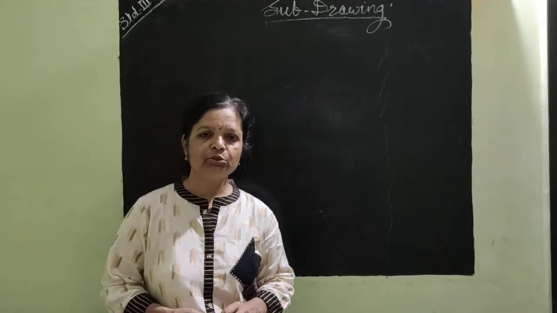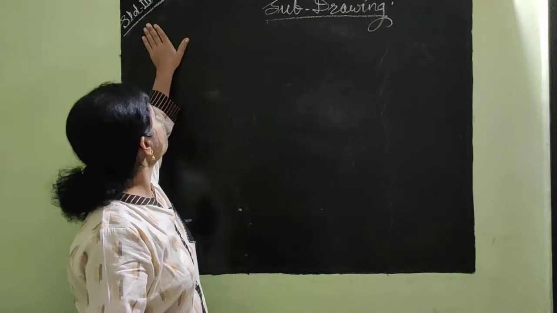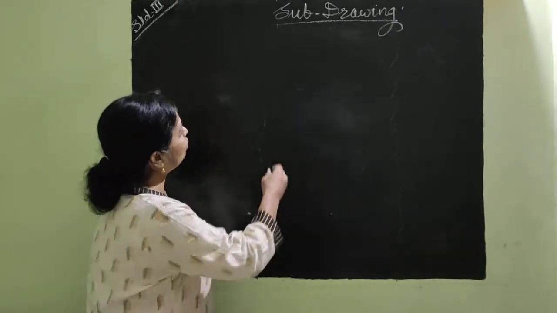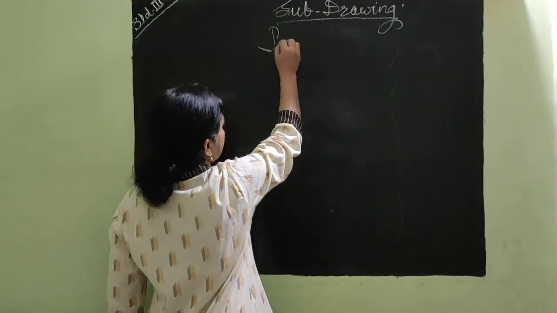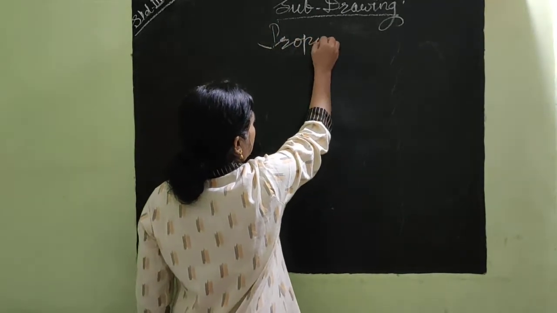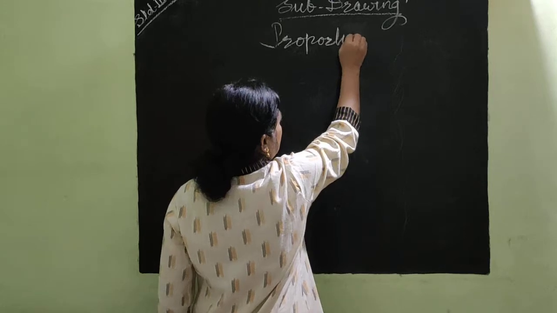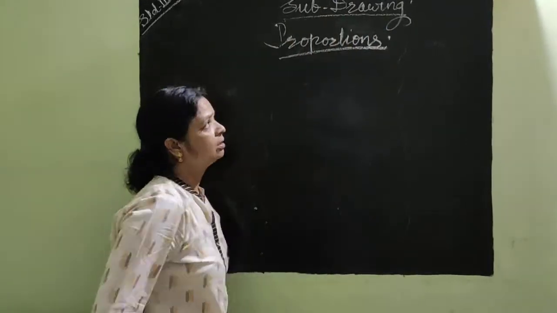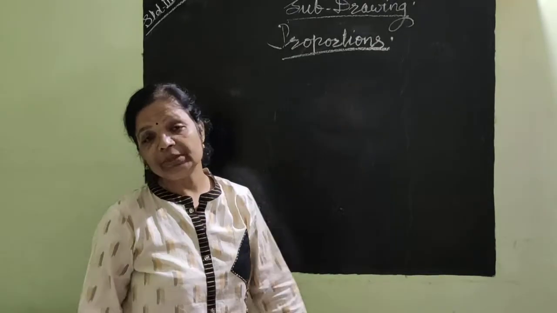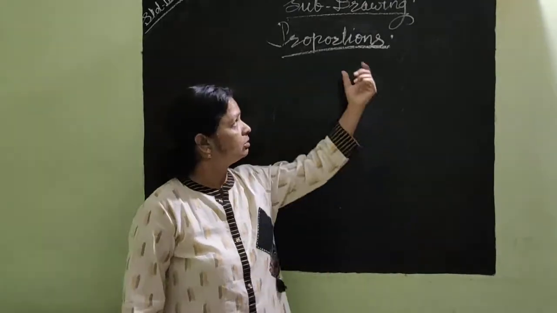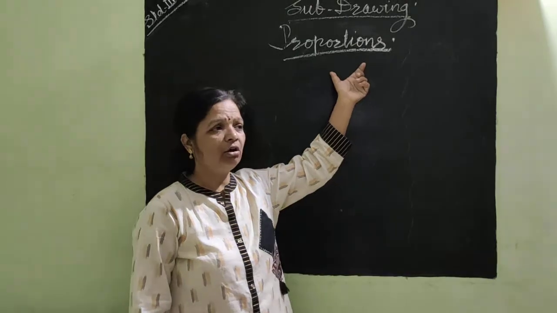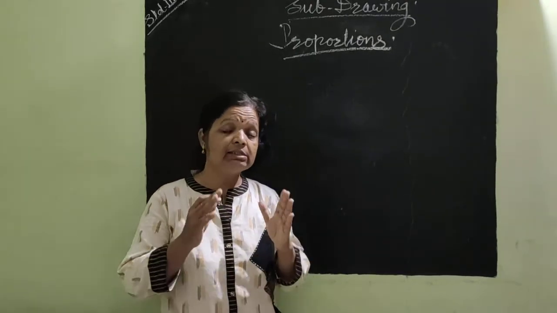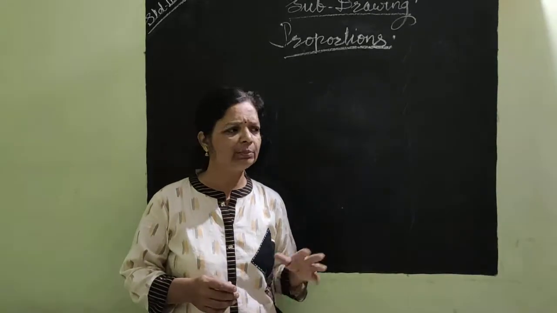Today in our drawing class for standard 3rd we are going to learn proportions. So proportion means what? We can say in a simple manner, a balanced position of that particular thing.